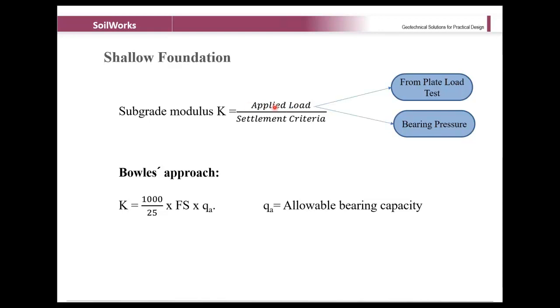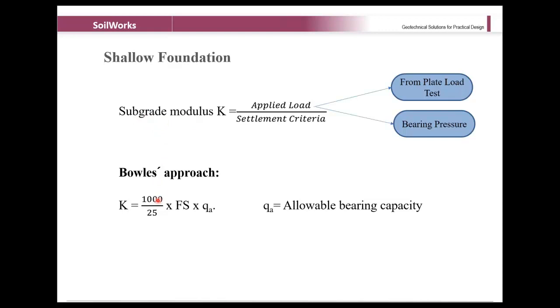The load which we get will be divided by the settlement criteria. Let's say the criteria for the shallow foundation settlement is 25 mm. It should not exceed 25 mm. So that's your criteria. The load will be divided by 25 mm, and then we can find the subgrade modulus.